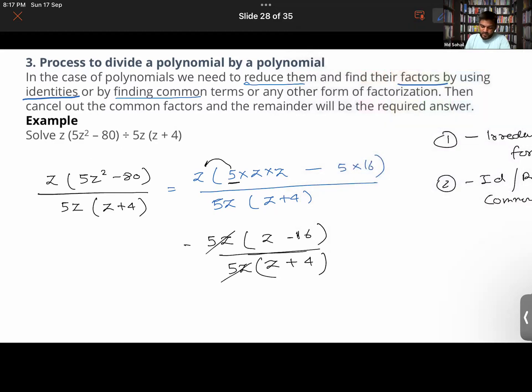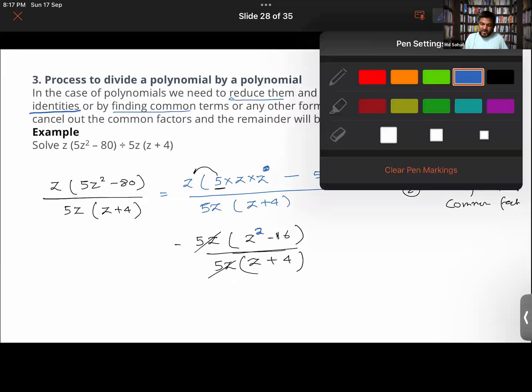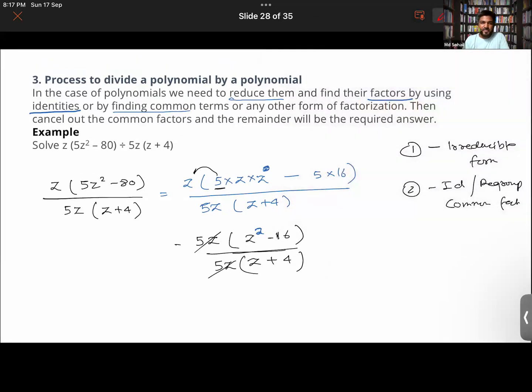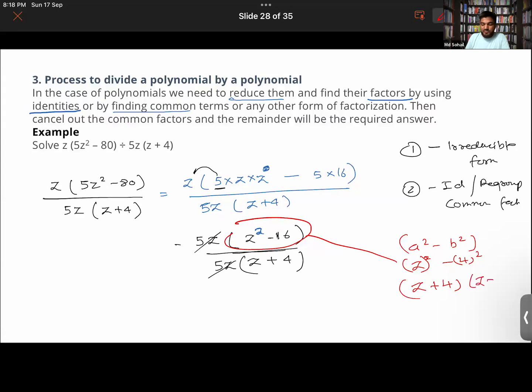Actually, this is z square, how can we forget that? Because we have taken only 5 out of it. So z square minus 16 upon z plus 4. Now further, if you remember the identity, a square minus b square, can this z square minus 16 not be written as z square minus 4 square? So it will be z plus 4 into z minus 4.